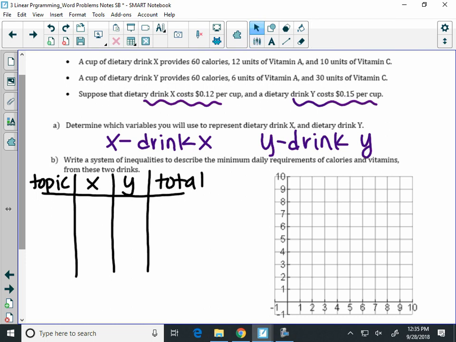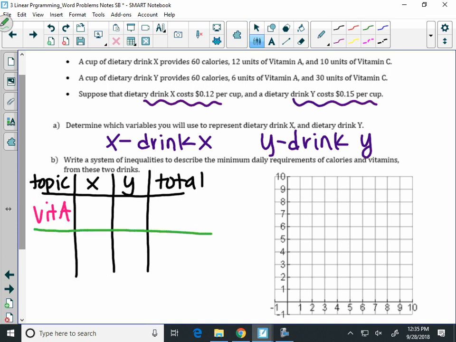Vitamin A, vitamin C. Okay, so vitamin A, vitamin C. And do they give you anything else? Calories. So this time we have a third one. That's okay. You still need to take in calories. So we want calories, vitamin A, and vitamin C. Those are the three constraints. Remember, constraints are rules. The astronauts need to follow those three rules. We need an equation for each one.